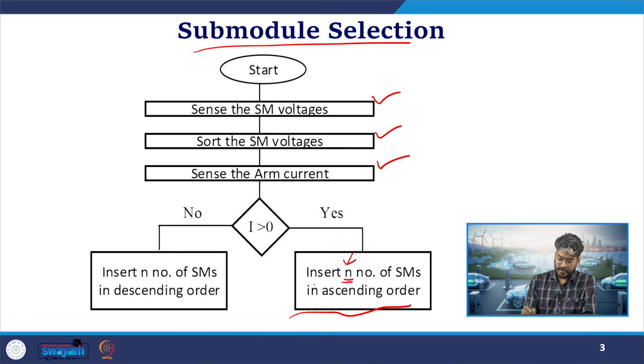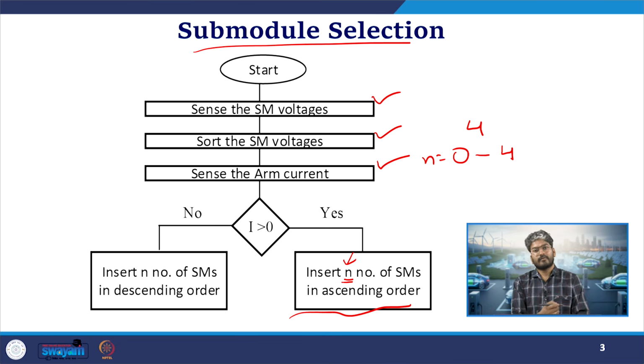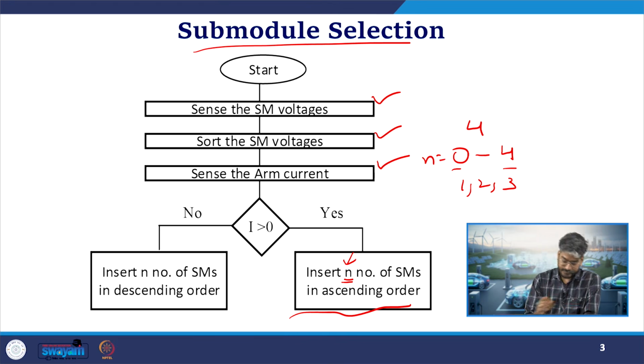As per our example where we had 4 sub modules, the small n value can vary between 0 and 4, where 0 stands for all the sub modules in the bypass state, and 4 stands for all the sub modules in the inserted condition. For these two boundary conditions we will not have any redundancy, or there will be no meaning of selecting sub modules, because all of them are either bypassed or inserted. So we select the sub modules when the insertion index is between 1 and 3.